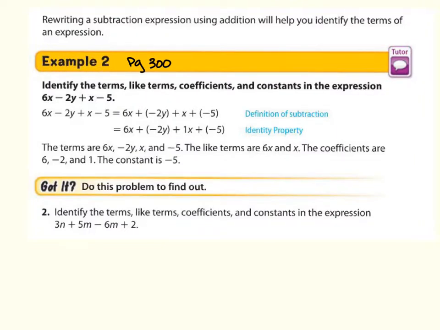Once you get to example 2 on page 300, please read over the example on your own. I'm going to go straight to the got it question. Identify the terms, the like terms, the coefficients, and constants in the expression. Okay? So we've got 1, 2, 3, 4 terms. So we've got 4 terms.